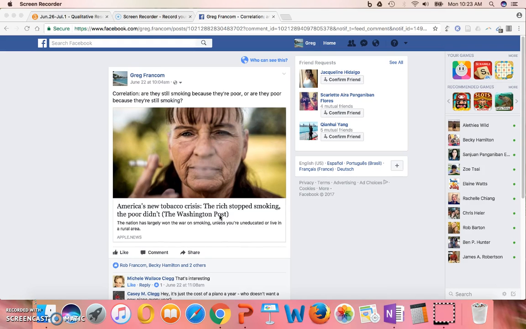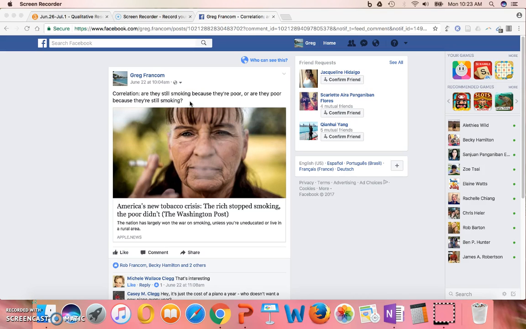A lot of news articles aren't as good as this one, where they say that it's because people are poor that they're still smoking. But because it's correlated, the study was done and it found that rich people tended not to smoke, or that some stopped smoking, and that poor people did not. It's correlated. That means that we don't know. So I put here, are they still smoking because they're poor, or are they poor because they're still smoking? See, it could be either way with correlation.